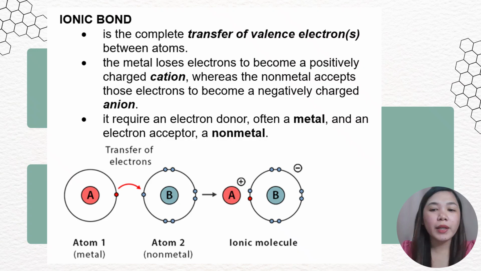All right, so let us have a review again about what is ionic bond. Ionic bond or ionic bonding is a complete transfer of valence electrons between atoms. Since ionic bond is composed of a metal and a non-metal, the metal in here is going to lose the electron and become positively charged, which we call a cation.